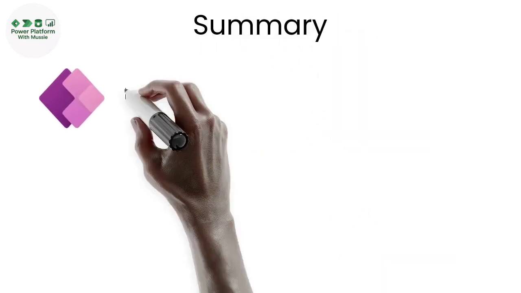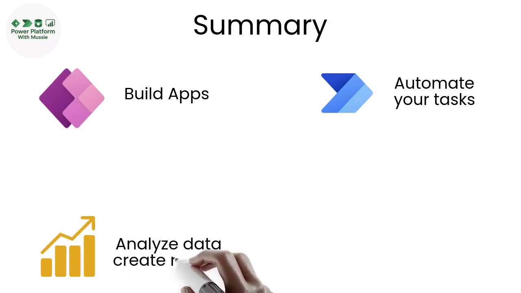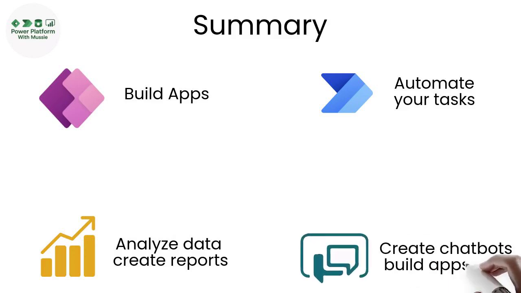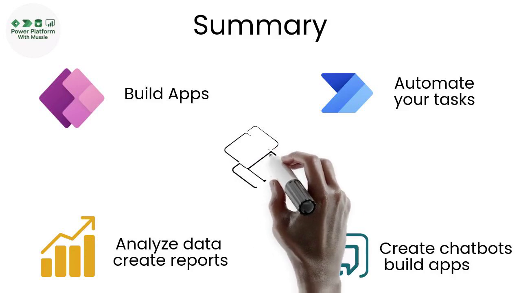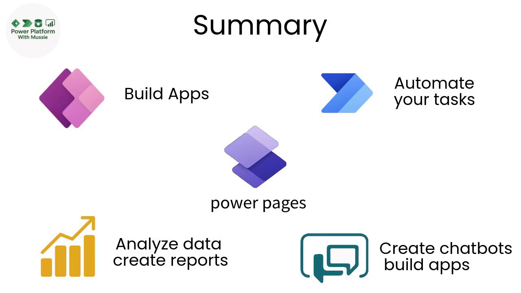So to recap, Power Apps helps you build custom business apps. Power Automate helps you automate your tasks. Power BI helps you analyze data and create interactive reports. Power Virtual Agents helps you create chatbots and build apps using natural language. Power Pages allows you to create externally facing websites. And together, they make it super easy to build powerful business solutions.